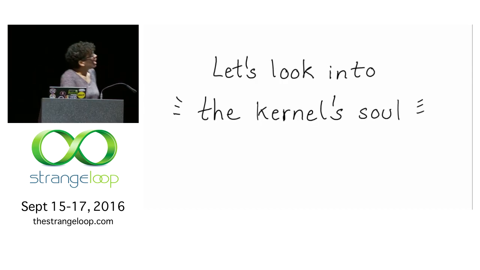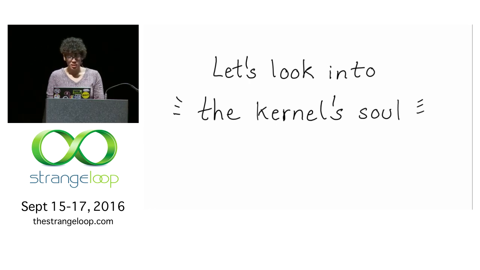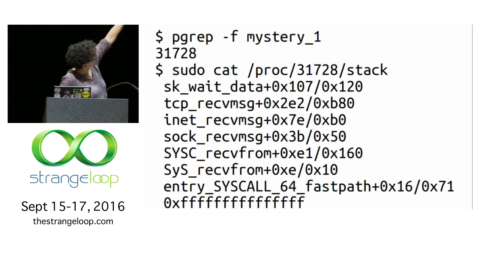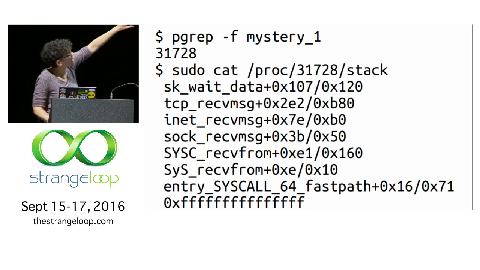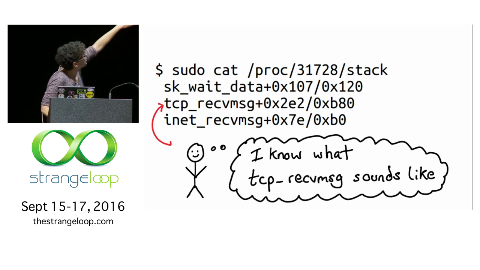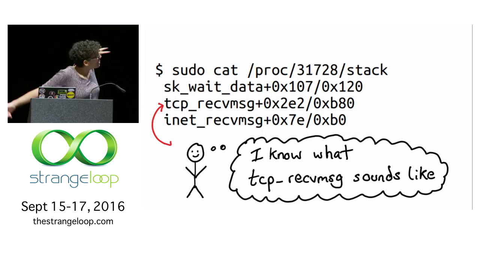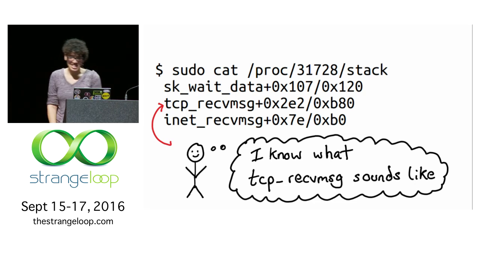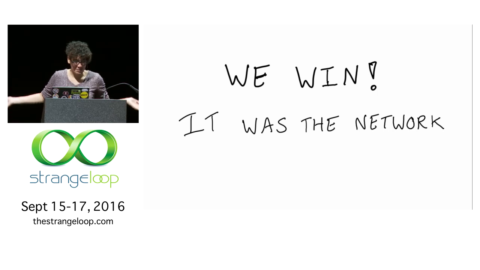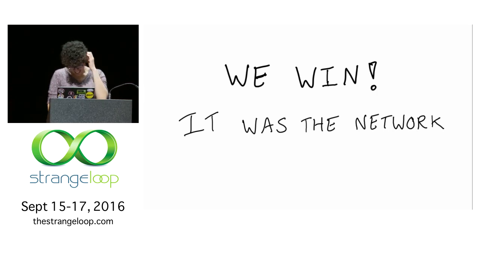So what we're going to do here is look into the Linux kernel's soul. It turns out that this is a really easy thing to do, which really surprised me. You find out the PID of your process. In this case, my process was 31728. And I asked, what is the Linux kernel stack right now for this process? This is something you can just go look at. It's no big deal. There's a lot of stuff on the screen, but if we erase most of it, you see TCP receive message. I know what that is. TCP is networking, right? Great. It was the network. It was waiting for some kind of network stuff.